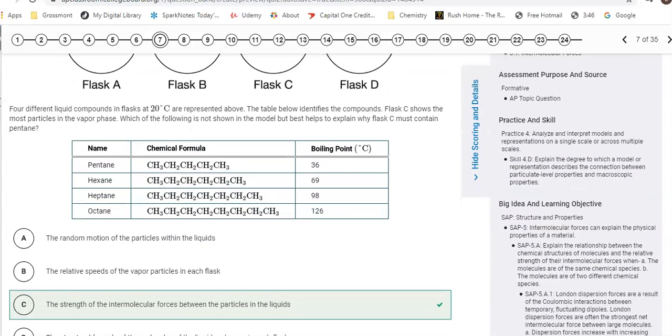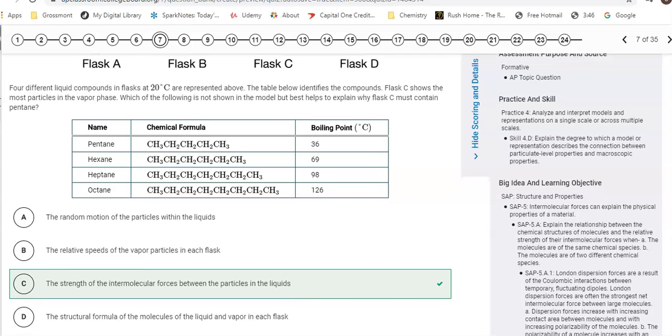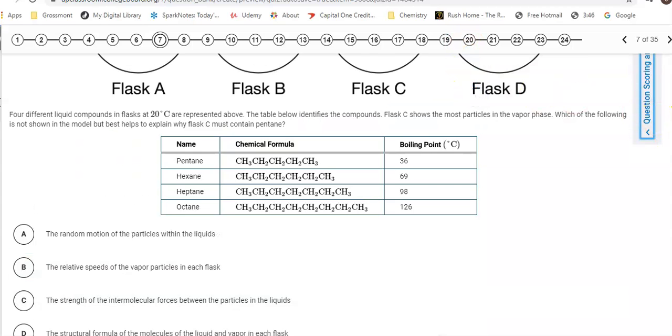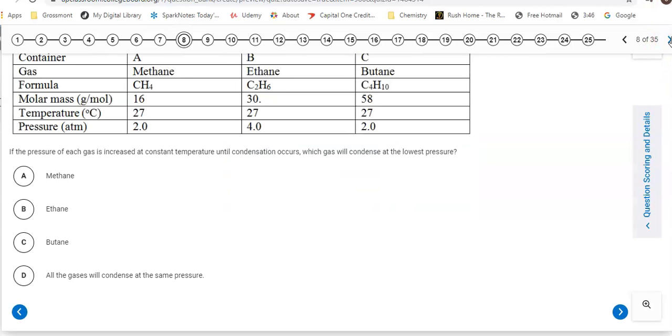Okay, so this is multiple choice. Whoop, there's the answer: the strength of intermolecular forces between the particles in the liquid. So that's what we just said. Okay, you take the answers down so you have a chance to think before we go into the answers. Okay, next.